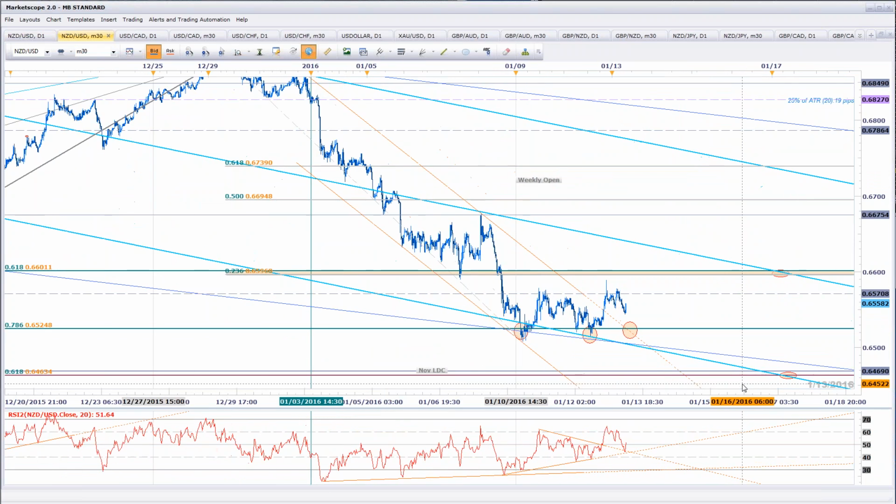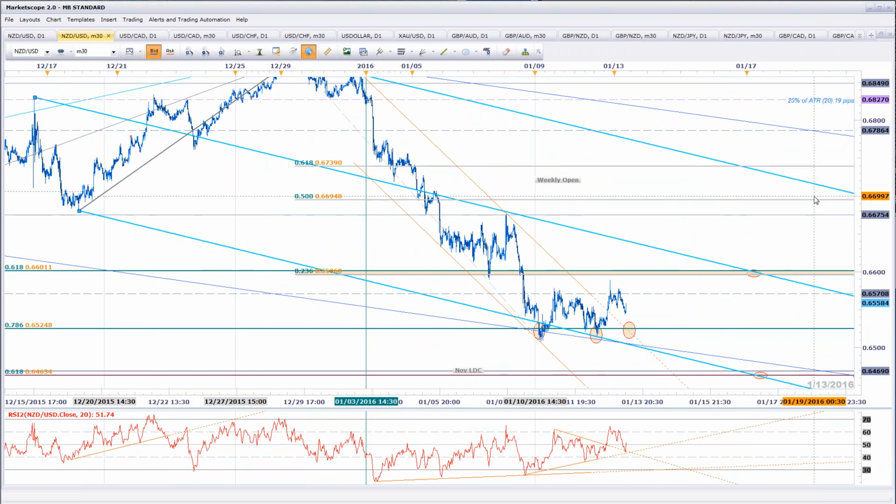Any questions on Kiwi Dollar? Again, if you'd like, feel free to click on that camera button in the top right-hand corner of your screen to take a freeze frame of any of the charts that you see here today.